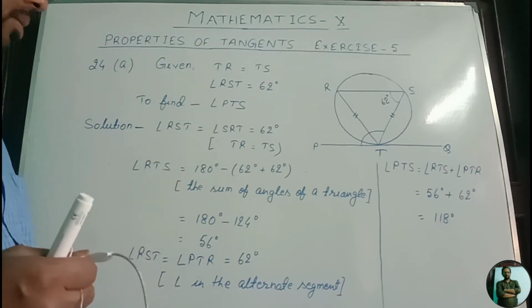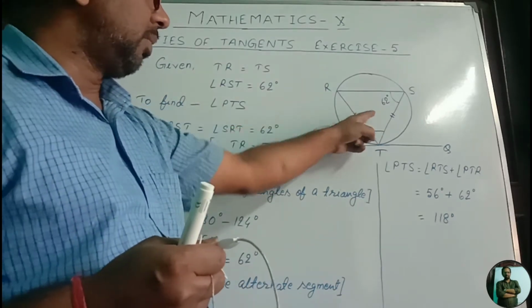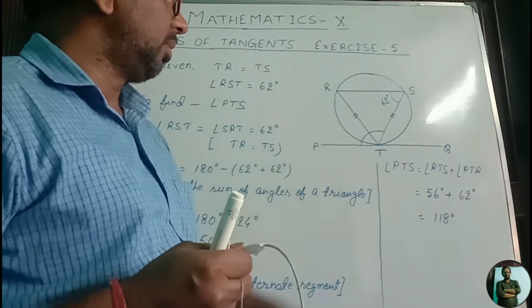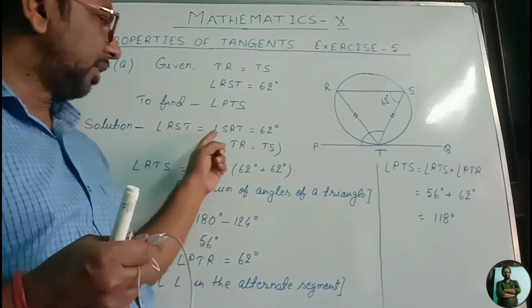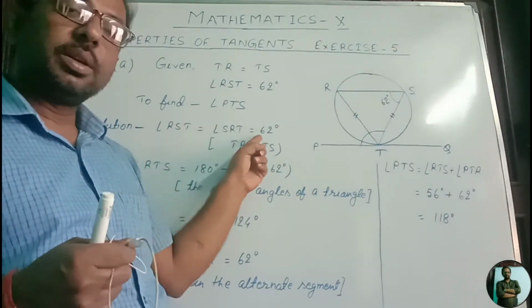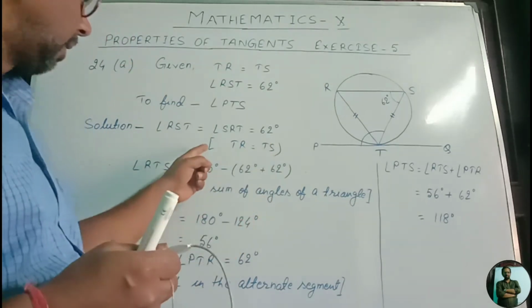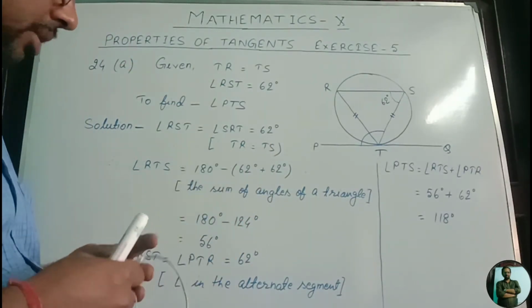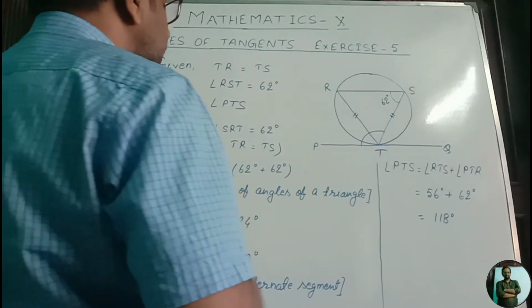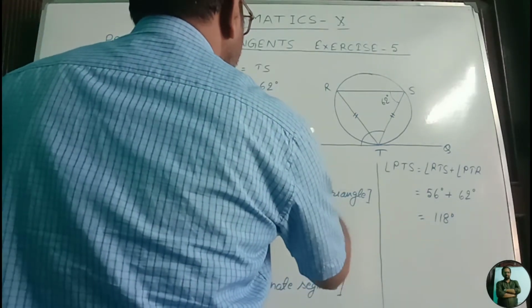Now solution. Since these two sides are equal, therefore these two angles will be equal from the isosceles property, and for that I have written angle RST equal to angle SRT equal to 62 degree, since TR equal to TS. I have written the reason also. TR equal to TS. Here will be big bracket.